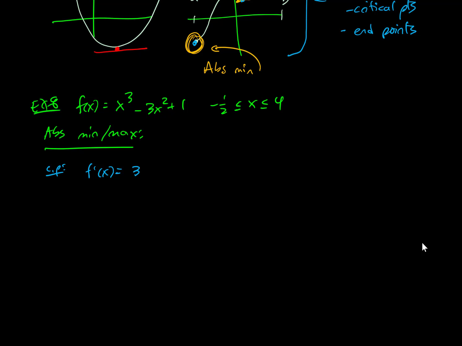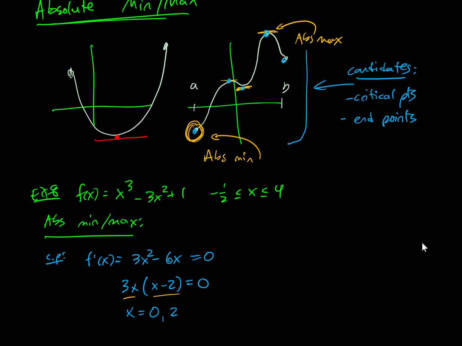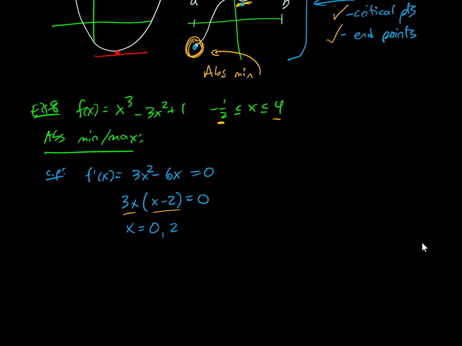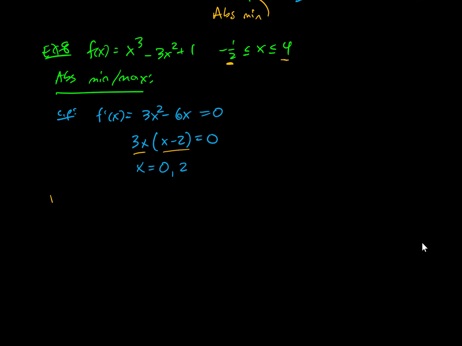Alright, so my derivative here is 3x squared minus 6x, and I'm going to set that equal to 0 because I'm trying to find my critical points. Thankfully this one can factor, so I take out 3x, and I'm left with 3x times x minus 2. So I get my critical points to be 0 and 2 from my factored derivative. Again, my candidates are the critical points, I have those, and the endpoints, I have those as well. That's -1/2 and 4. So to find the absolute min and max for this question, all I have to do is test those points.